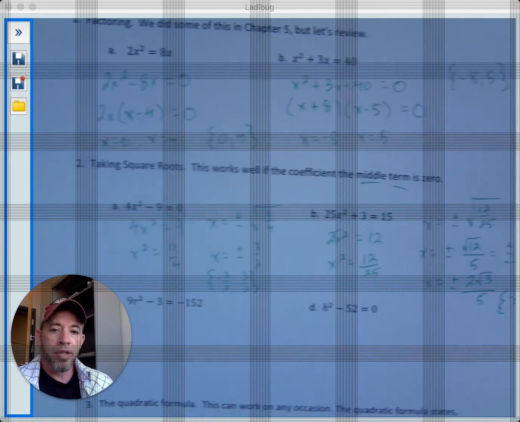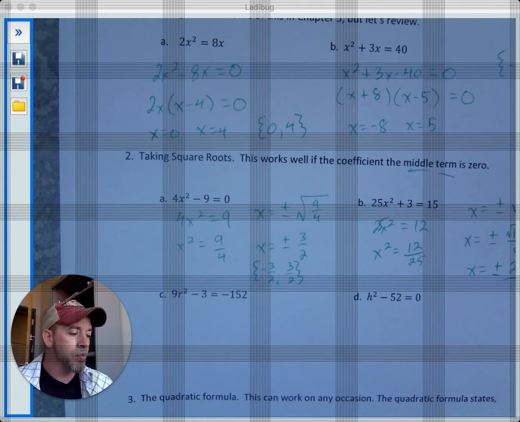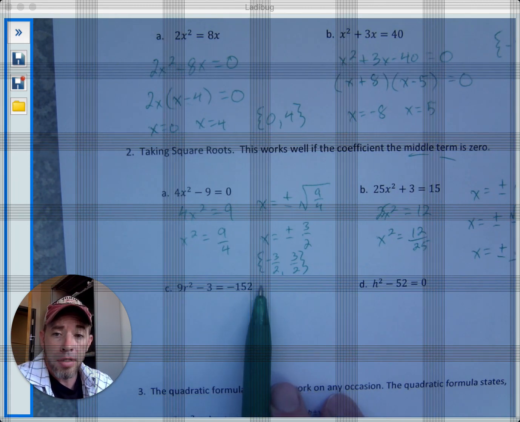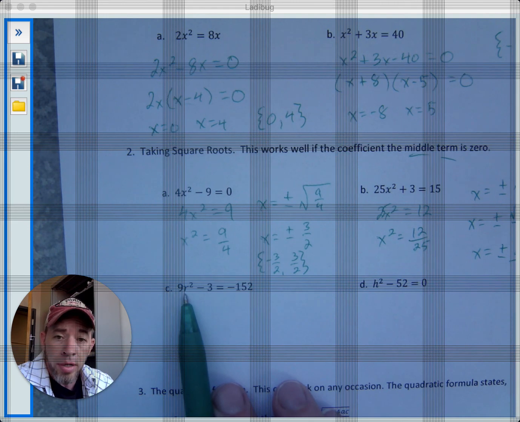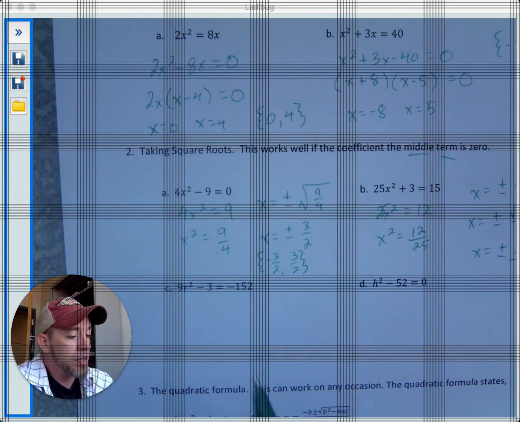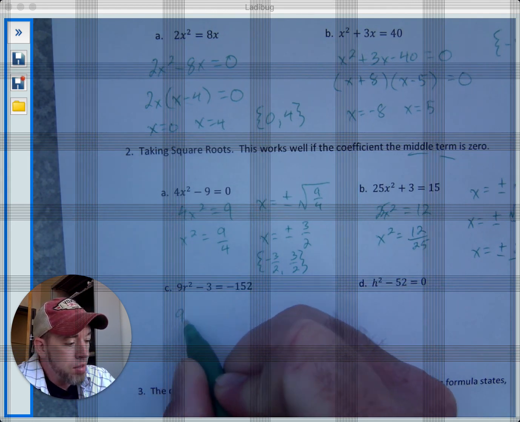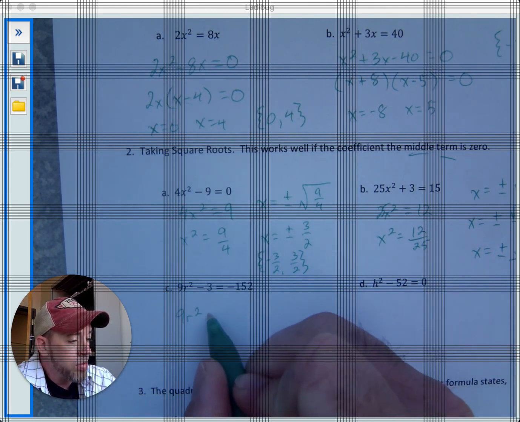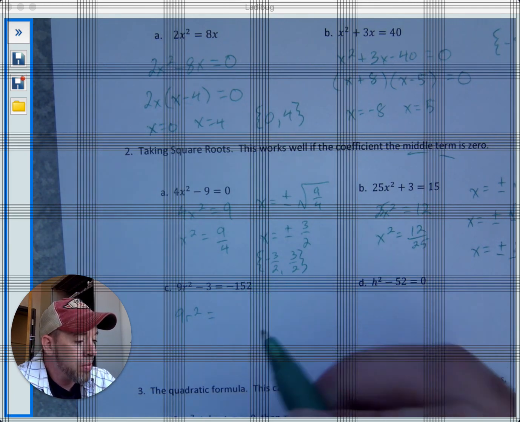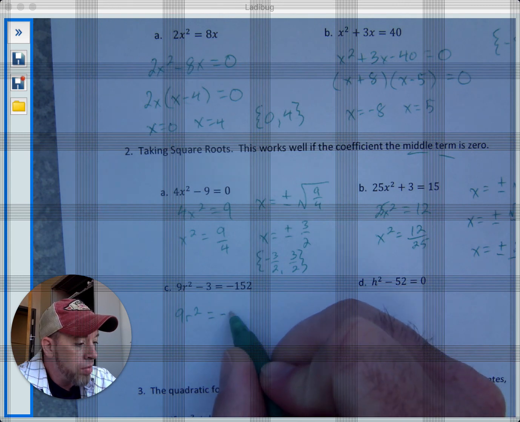Alright, we have a couple more of these to look at. This next one, again, it looks like we have 3 terms, but notice there's an r squared, but there's no r, which means we could use the square root method. We're going to add 3 to both sides, so we get 9r squared equals, so negative 152 plus 3 would be what? Negative 149, right?